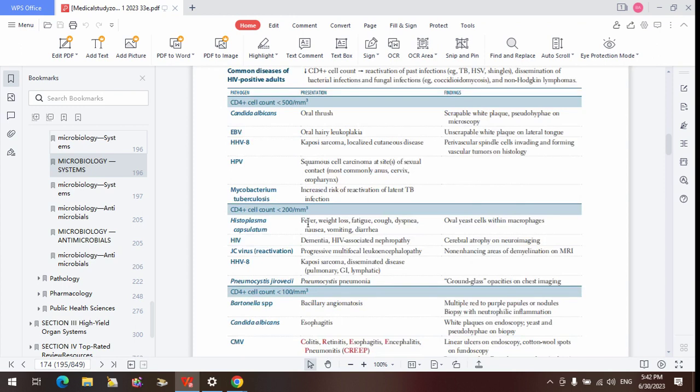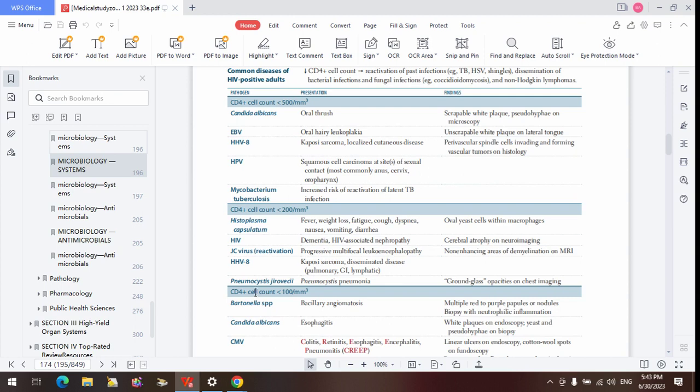Now, that Kaposi sarcoma that you are remembering is the localized one. The one in stage 1, less than 500, is the localized form, the one that is only affecting the skin. Because we said that Kaposi sarcoma can affect the lungs and the GIT. So you'll be seeing that in someone that has a count of less than 200.